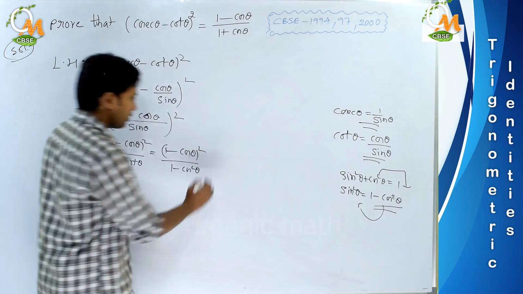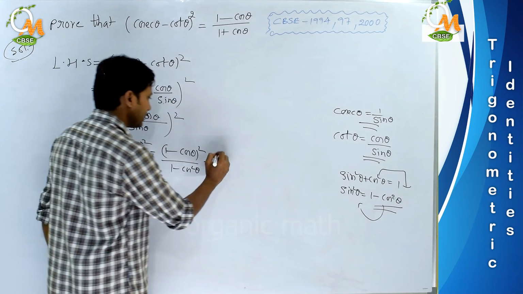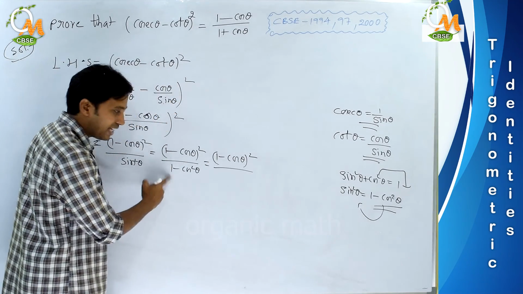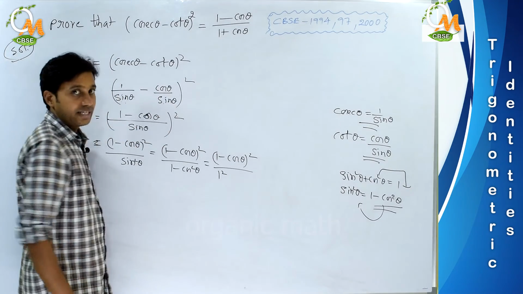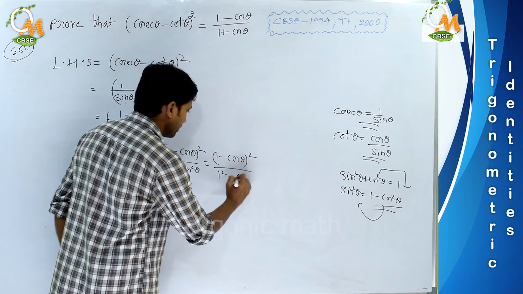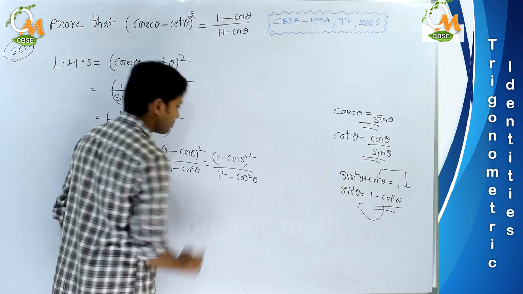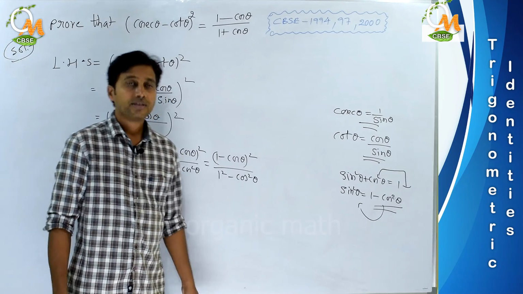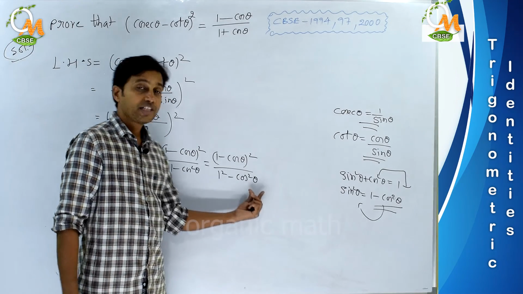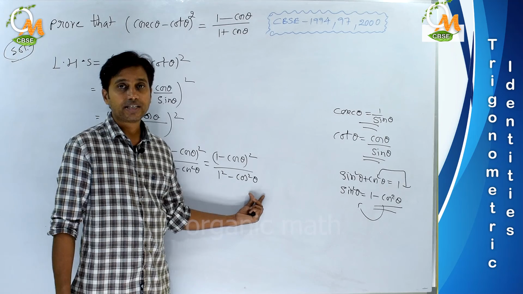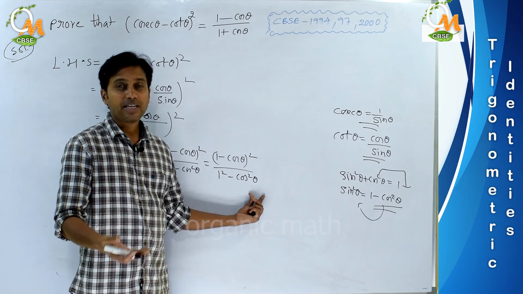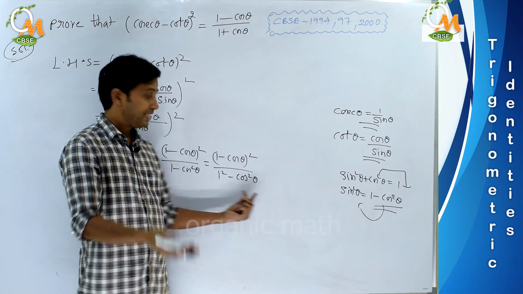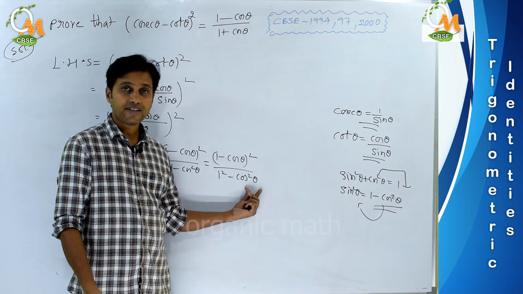Now for my convenience I want to rewrite the denominator: let me write 1 as 1 square, minus cos square theta. Now it is similar to the a square minus b square format, or not? Yes, this is a square minus b square form. How can we split it further? A square minus b square can be split into (a plus b) into (a minus b), where a is 1 and b is cos theta.